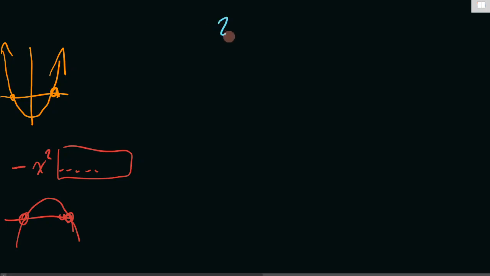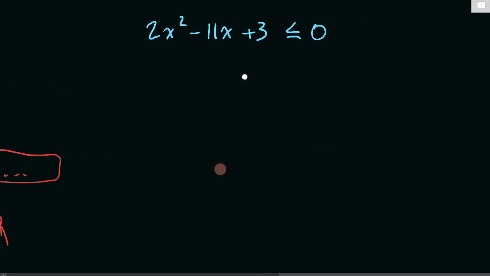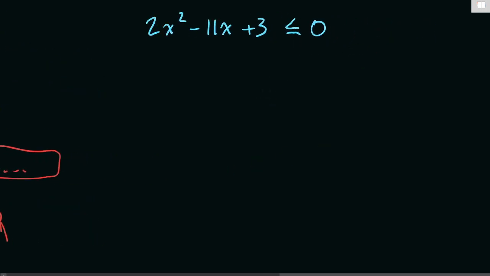So let's do 2x squared minus 11x plus 3 less than or equal to 0. Okay, so if we were trying to factor this, we need two things that multiply to 6 and add to 11. Nothing multiplies to 6 and adds to 11. Okay, so this does not factor.